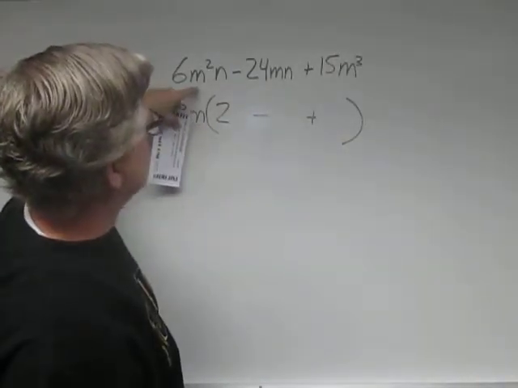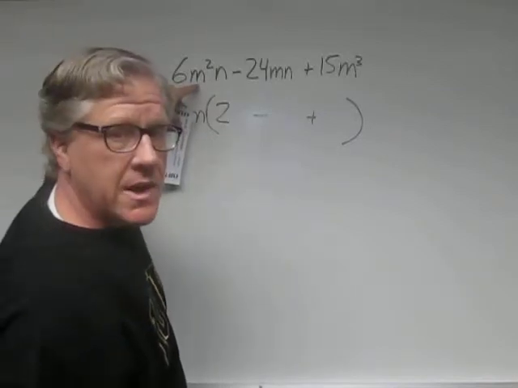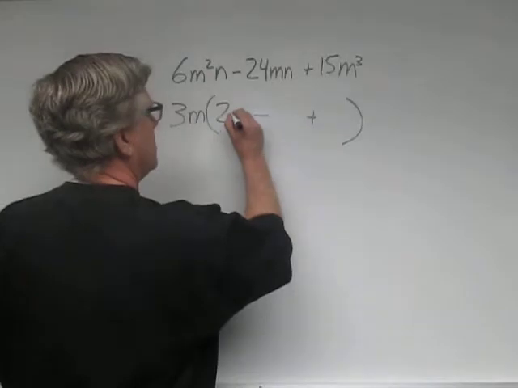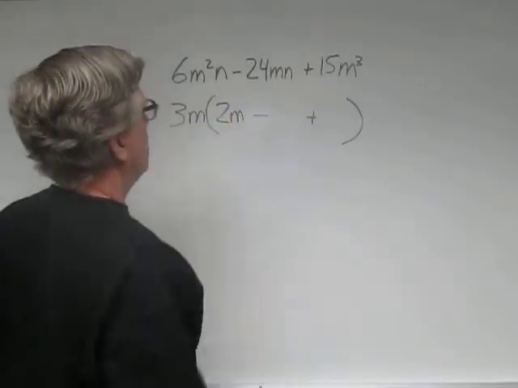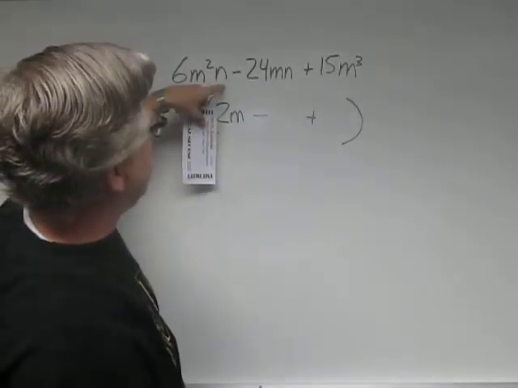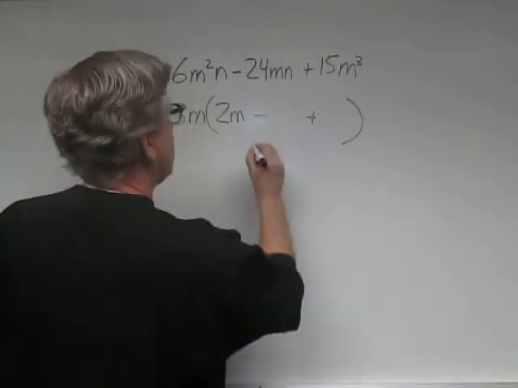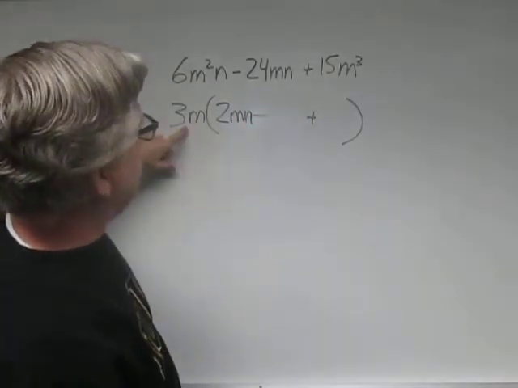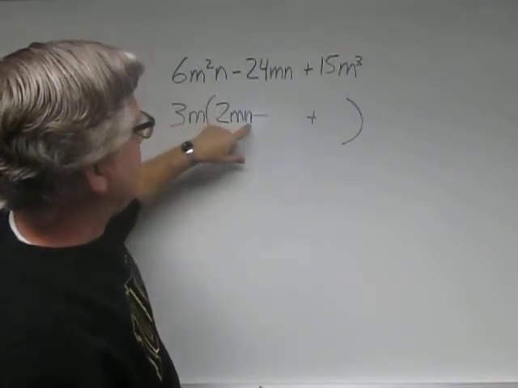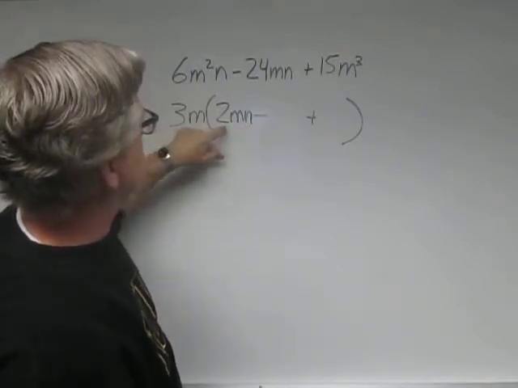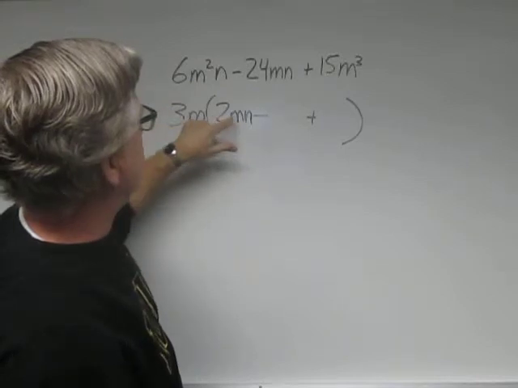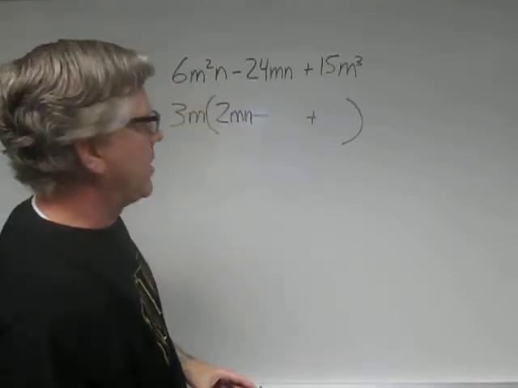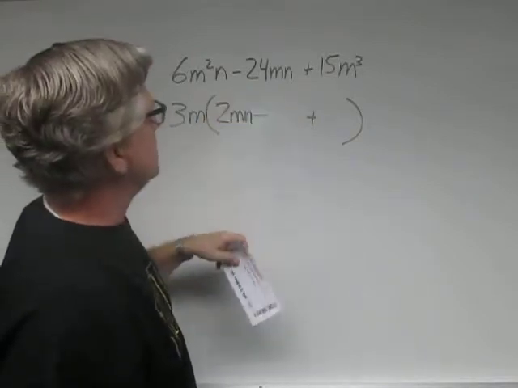M times what equals m squared? Well, we know m squared is m times m. So m times m is going to equal m squared. And then we also have to multiply times an n, because we don't have an n out here. So look, if we multiply 3m times 2m n, we're going to end up with 3 times 2 is 6. M times m is m squared, and then n squared. Okay? So now let's look at this one.